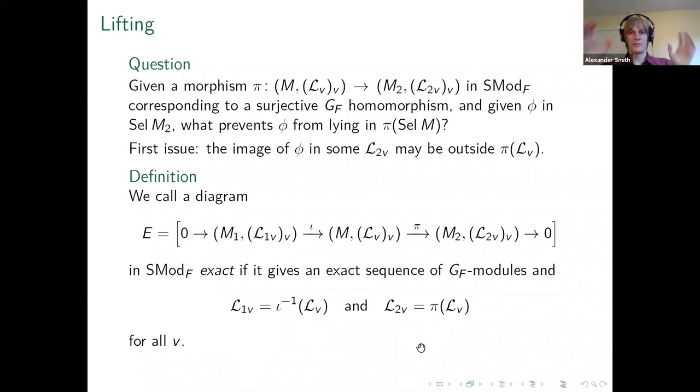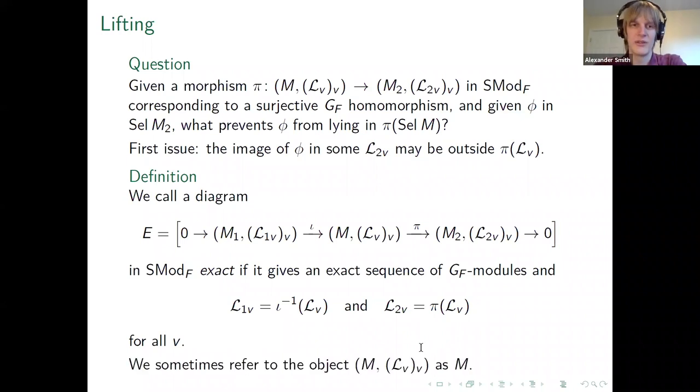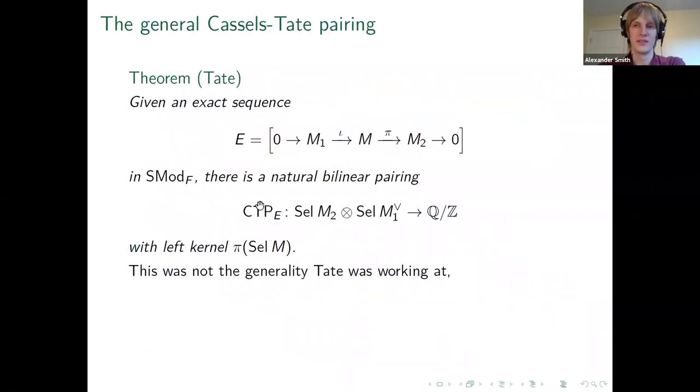Okay, so that's the setup. And now we can define the Cassels-Tate pairing. A bit of notation: sometimes we omit the LVV. So here's the theorem. If we have an exact sequence in S mod F, then there is a natural pairing between the Selmer group of M2 and the Selmer group of M1 check, whose left kernel is equal to pi of the Selmer group of M. It is in fact measuring if we can lift something from here to here.